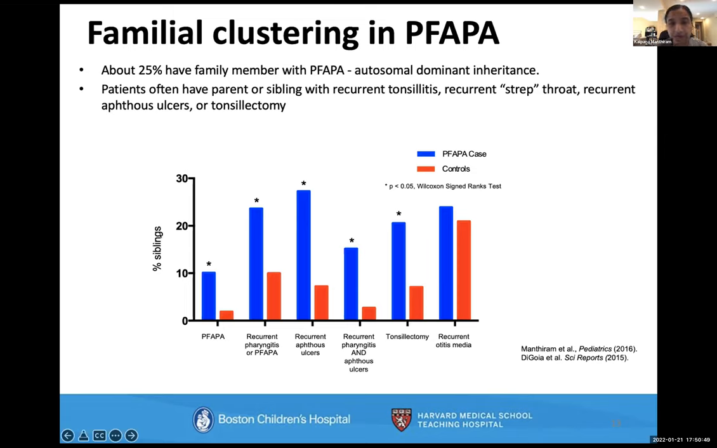So I think it's very important to ask about family history in patients who you suspect of having PFAPA syndrome, because almost always you'll find that one of the parents had something similar, maybe does not rise to the extent of the severity of fitting the diagnostic criteria, but they may have had frequent tonsillitis or may have recurrent aphthous ulcers as children or young adults. And so this triggered us to look at the genetics of the syndrome.